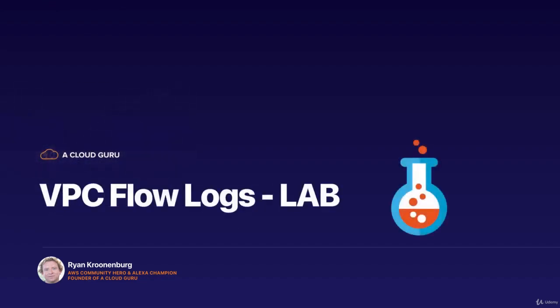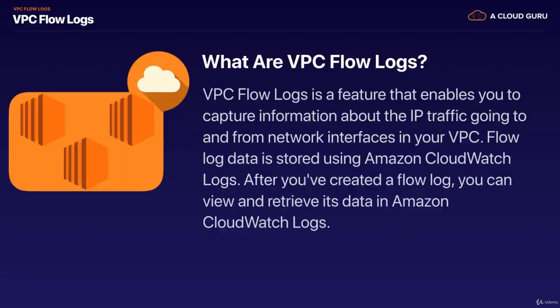In this lecture, we're going to look at VPC flow logs. So what is a VPC flow log? Well, VPC flow logs is a feature that enables you to capture information about the IP traffic going to and from network interfaces within your VPC. And flow log data is stored using Amazon CloudWatch logs. After you've created a flow log, you can view and retrieve data in Amazon CloudWatch logs.